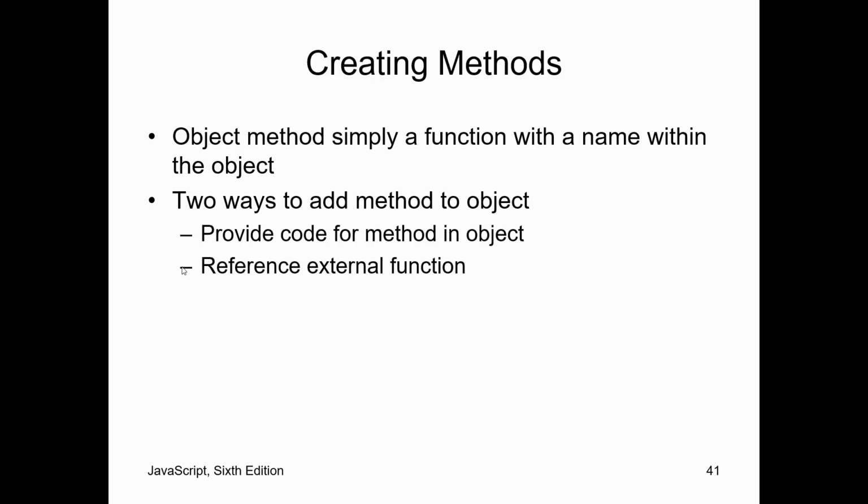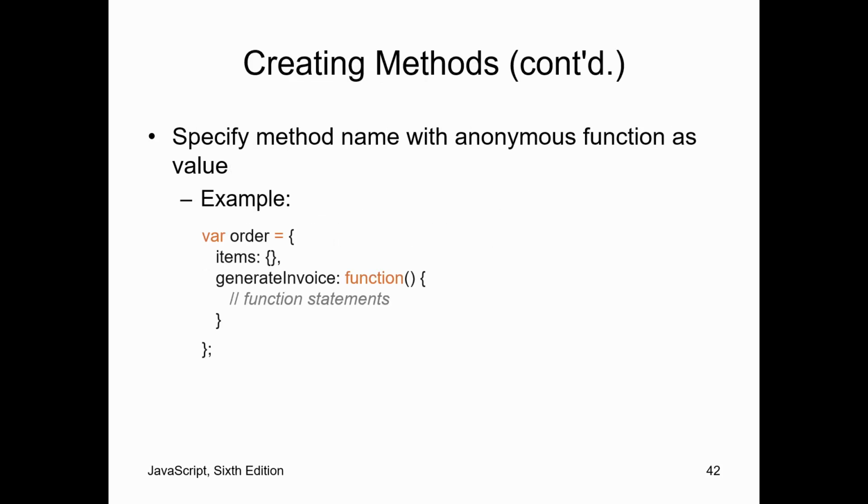All right, a method is simply a function with a name within the object. There are two ways that you can add a method to an object. You can provide the code, or as it says, you can reference an external function.